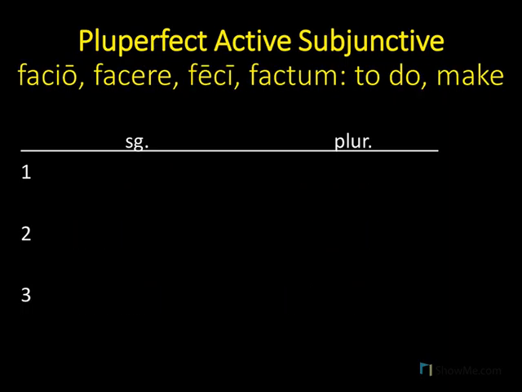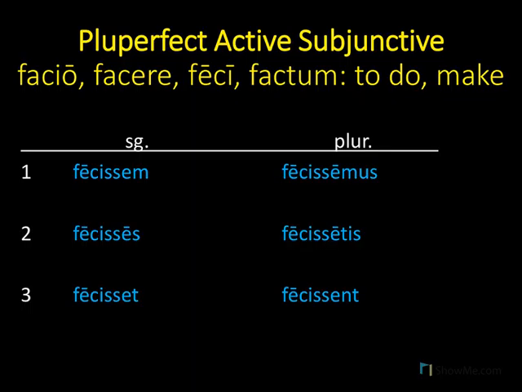Facio, facere, feci, factum, the verb to do or to make. And so our first person singular will follow those same patterns. Fecissem. We have our perfect stem, fec, we have the four letters isse, and then we have a personal ending, m. The full chart will be fecissem, fecisses, fecisset, fecissemus, fecissetis, and fecissent.